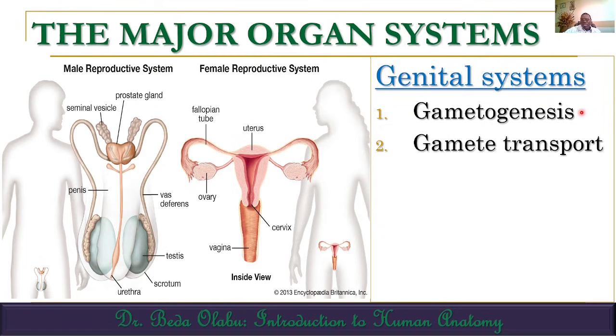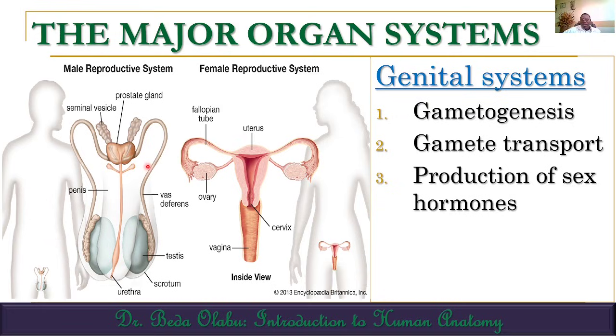Apart from just producing the gametes, the reproductive systems also help in transporting these gametes. The fallopian tube transports the gametes. The vas deferens transport the sperms. The genital system is also important in production of sex hormones. Estrogen, progesterone, testosterone, dihydrotestosterone. These are sex hormones which are produced by the organs of the reproductive system, in particular the gonads, which are referring to the testes in males and ovary in female.